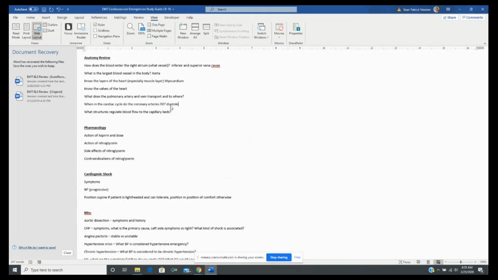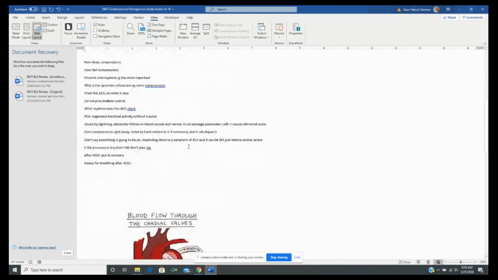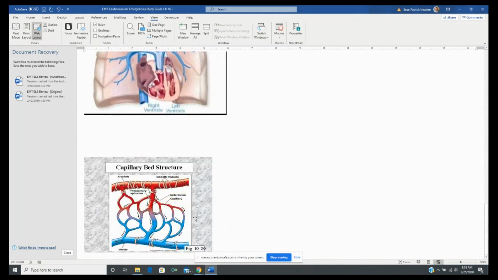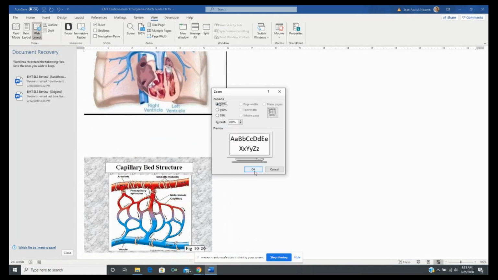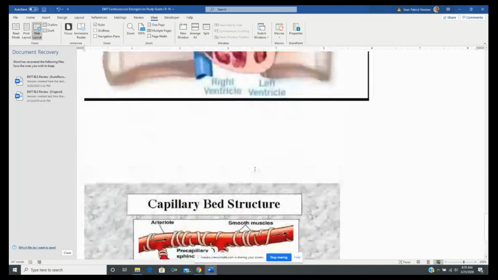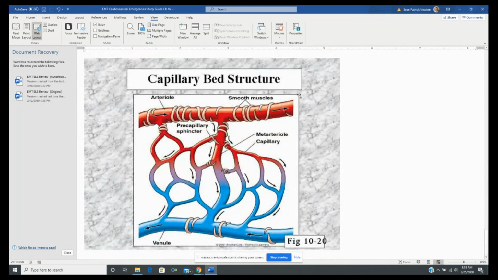And what structures regulate blood flow to capillary beds? Okay, I have another diagram here. Here we have our capillary bed structure. I'm going to zoom in on this for a minute. What we aren't seeing here is the artery. So the arteries are off here. Arteries are the biggest. First you have the arteries. They get smaller to the arterioles. And here we go into our capillary bed. This is where the exchange of oxygen and carbon dioxide happens. Here's our arterioles, and here's our capillary bed and our venules.